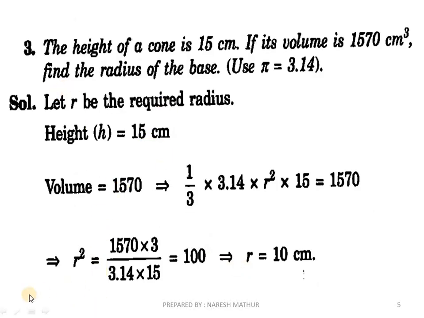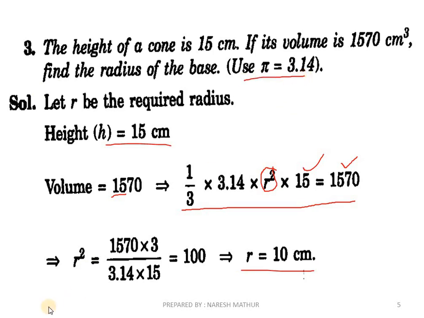Now we are given the height of a cone is 15 centimeter and its volume is 1570 centimeter cube. We need to find the radius of the base. We have the height and the volume of the cone, and we need to find the radius. So just put these values in the formula of 1/3 pi r square h. We already have volume and height, so we can get the value of r. After solving this, we'll get r square as 100. It means the radius will be 10 centimeter, and as we are told, we need to use pi as 3.14.